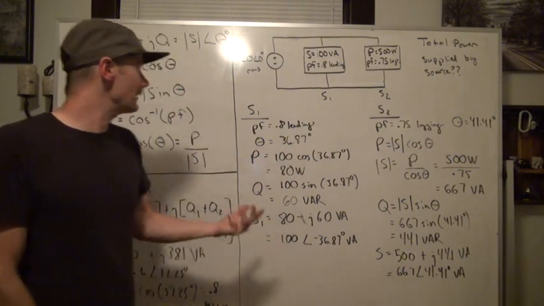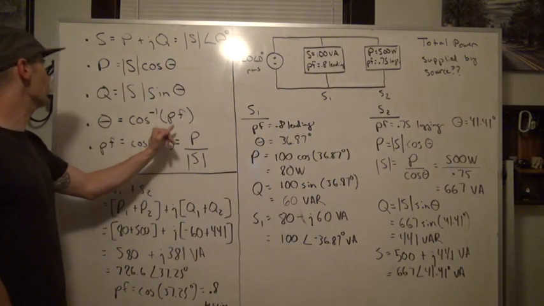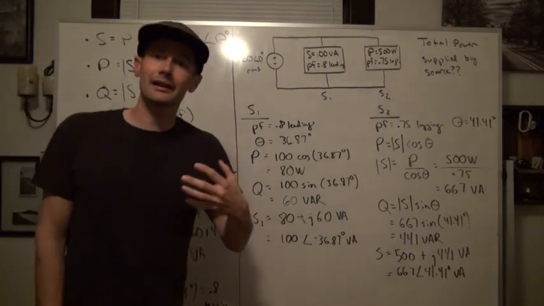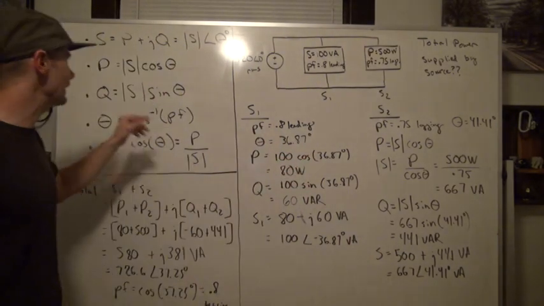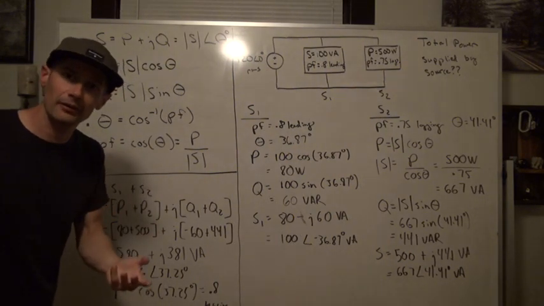So we could start off having just little bits of information here. We could have our power factor and the real power, and we could reverse engineer everything so that we could know what Q, the reactive power, is.